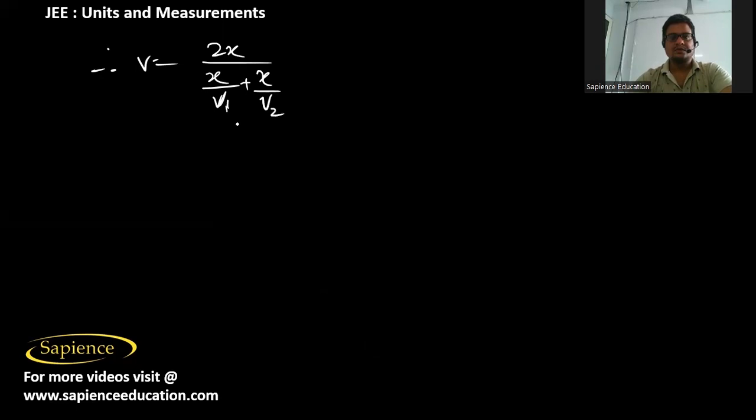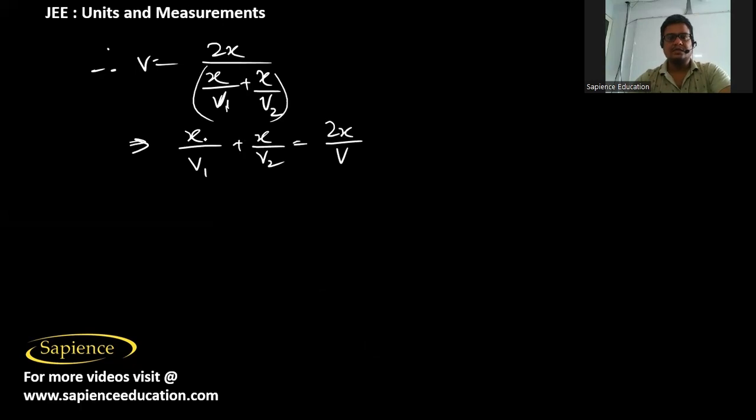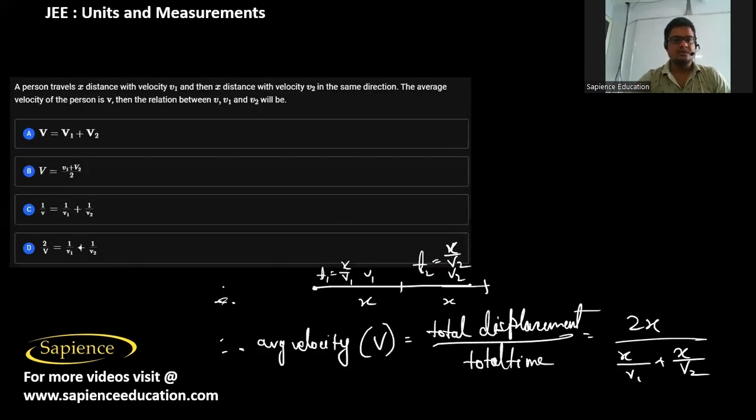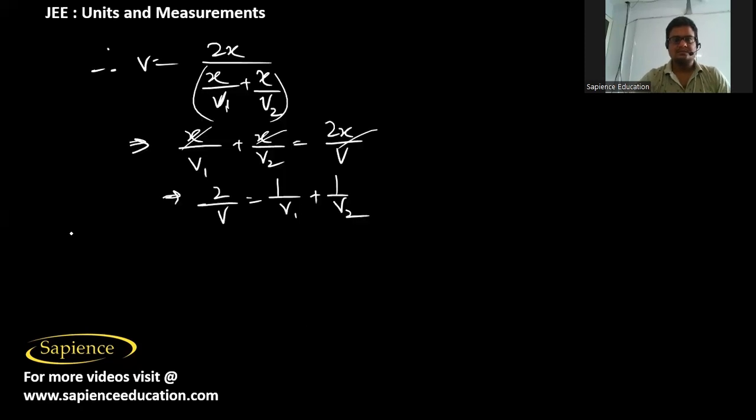So if we take this v here and this part we can take it here, then we will get x by v1 plus x by v2 is equal to 2x by v. Now x we can take common and then we can cancel out. Then we will get 2 by v is equal to 1 by v1 plus 1 by v2. So option D is the correct answer.